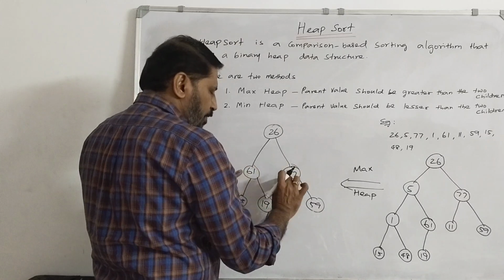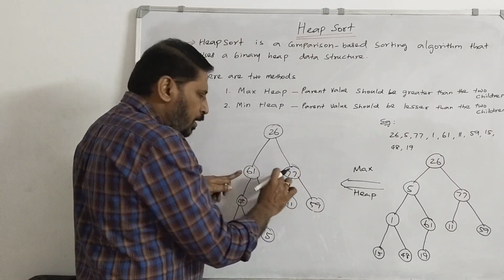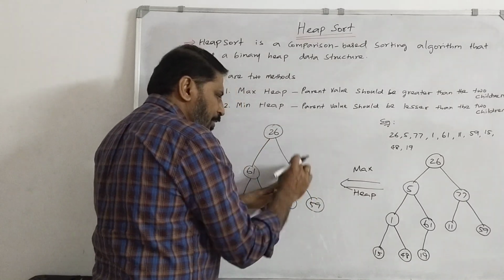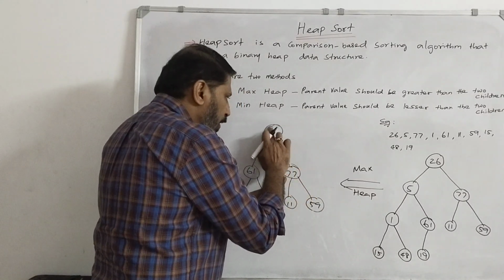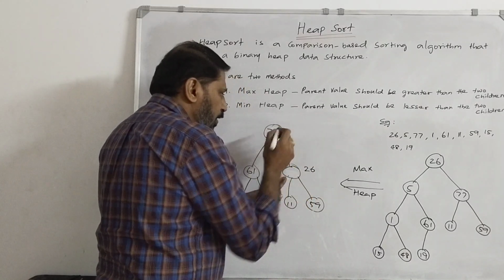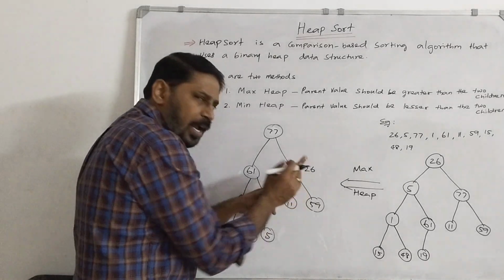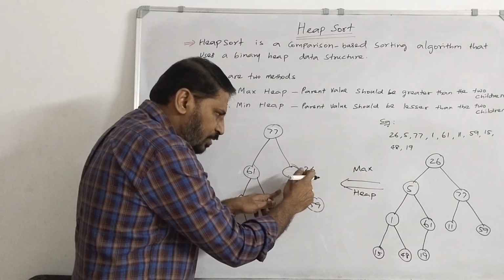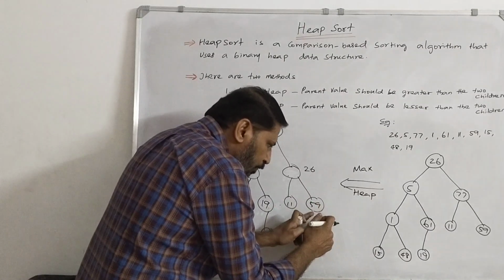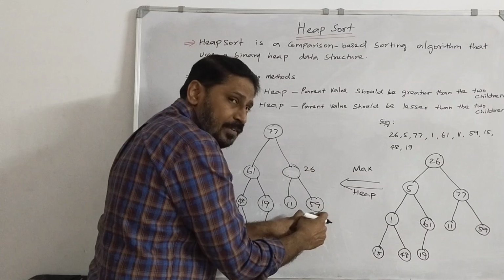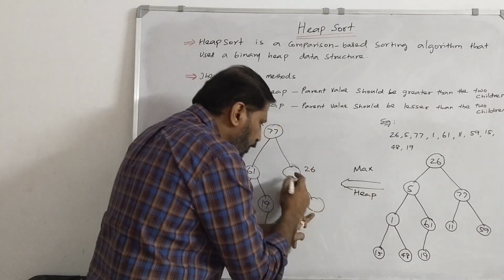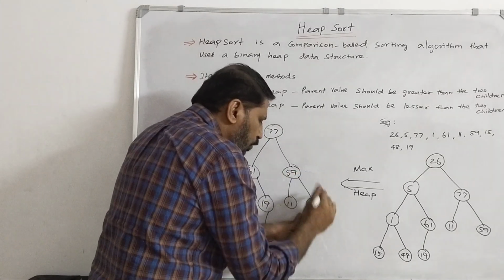Now I come to the previous level. 77 and 61. 77 is the greater number. 77 and 26. 77 is the greater number. So that's why 26 comes here and 77 goes into the root node. Okay. I already told you, before inserting 26 here, I have to check these two children. 59 and 11. 59 is greater. 59 is compared with 26. 59 is greater, so 26 is lesser. So that's why 59 comes here and 26 is stored here.